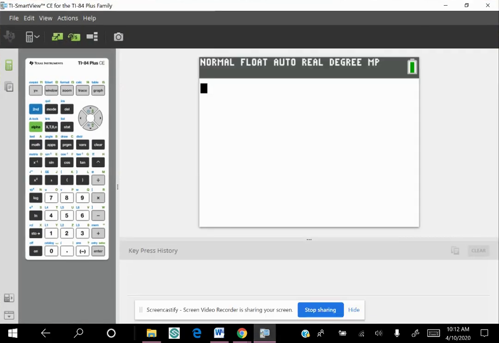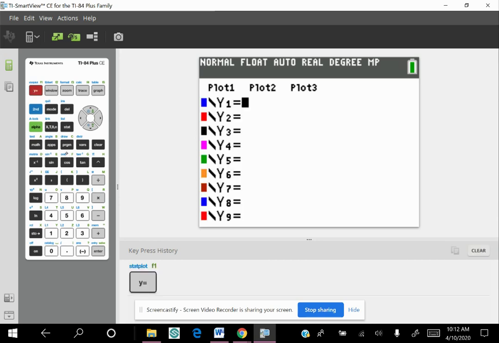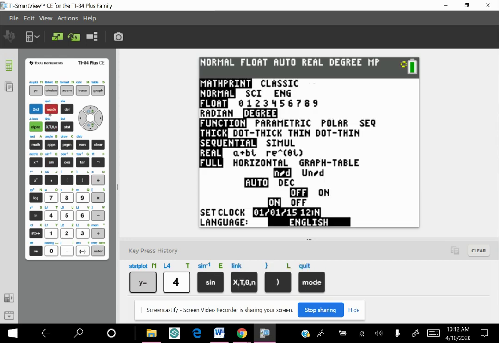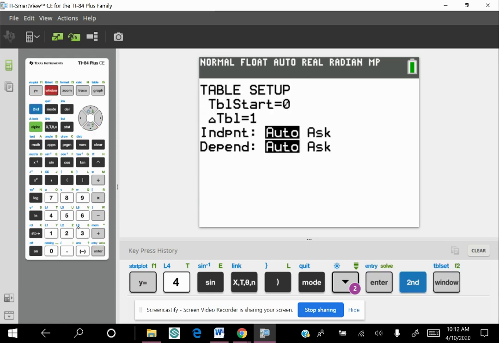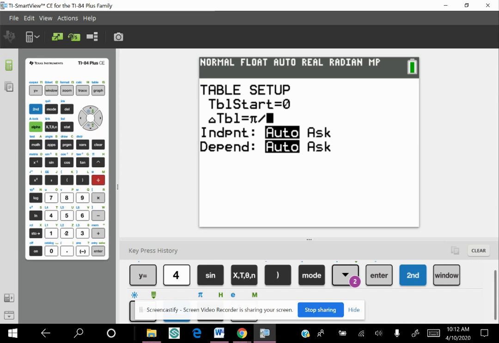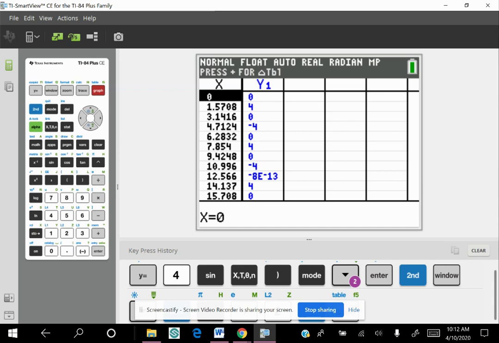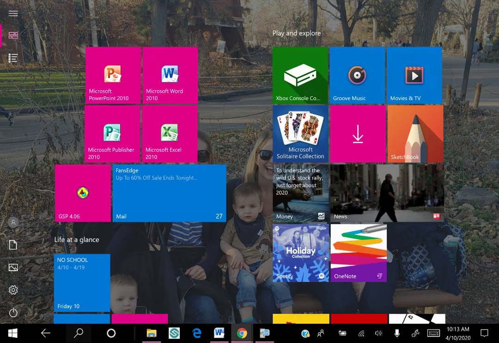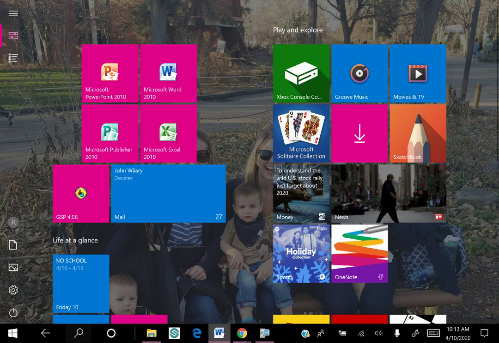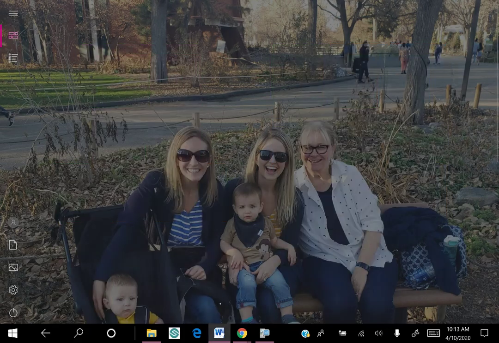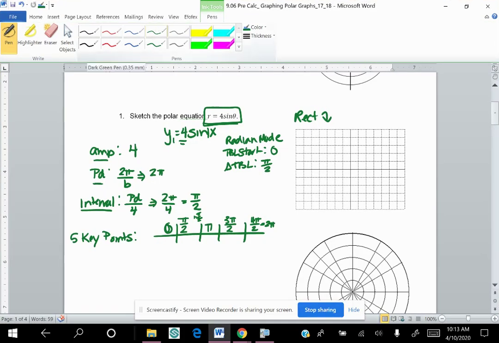So again, real quick here, I'll just show you y equals 4 sine x. And then we want to make sure we're in radian mode right now. Go to your table set 0 and pi over 2. We want to go up by that, go to our table, and then we're just going to copy these values down. If I can get back to my document, here it is. We would go 0, and then 4, 0, negative 4, 0.